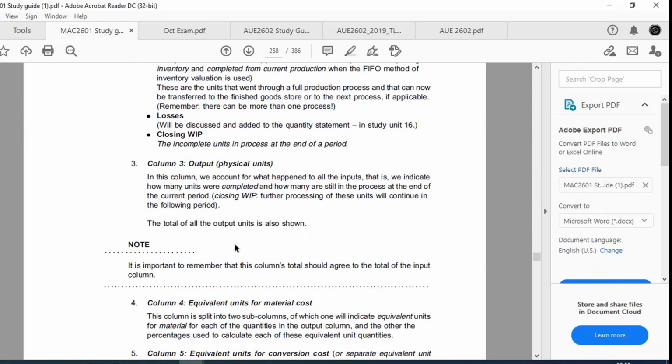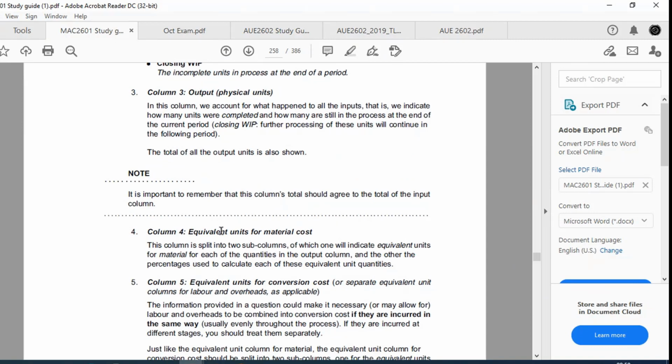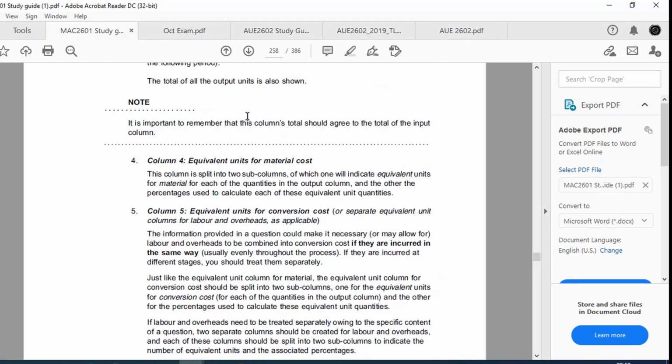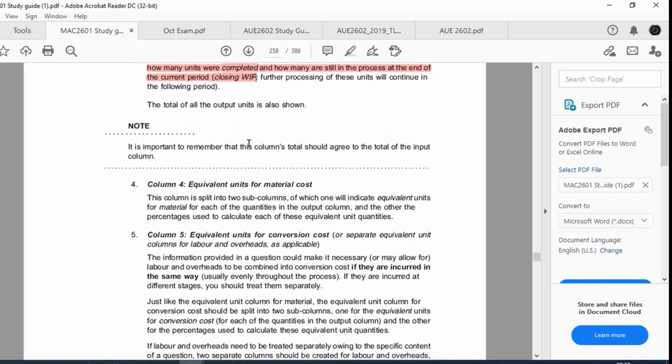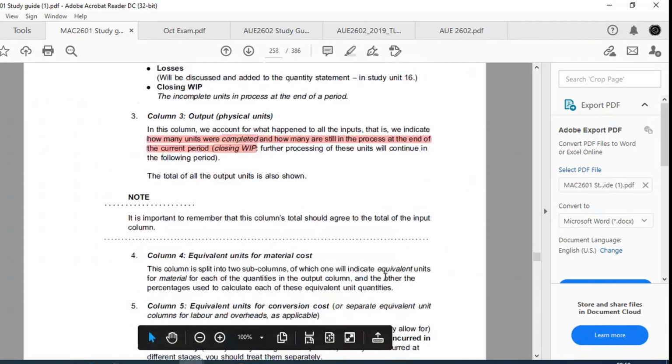Okay, and output is, as we all know, it's your finished product. I mean, it's what's been completed. And they're saying that you must indicate how many units have been completed and how many are still in process to be complete. So that's your closing WIP. Then your equivalent units, remember, there's raw material and then there's conversion.